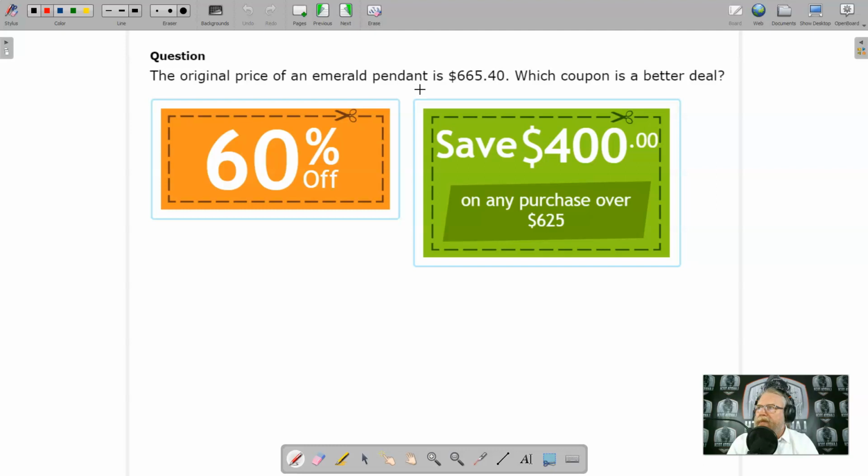Next, the original price of an emerald pennant is $665.40. Which coupon is the better deal? So 60% off, that means we're going to pay actually, what, 40%, right? So if we're getting 60% off, we're going to pay 40%. 40% of what? The actual price, $665.40. In this case, that's going to be 0.4, 40% as a decimal, times 665.4. You can drop that 0 whenever we type that into a calculator. 0.4 times 665.4.